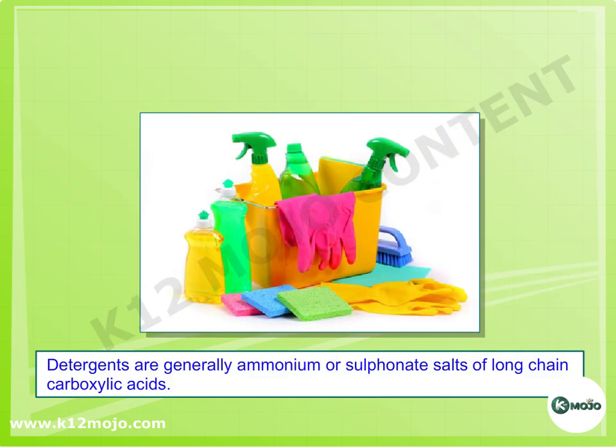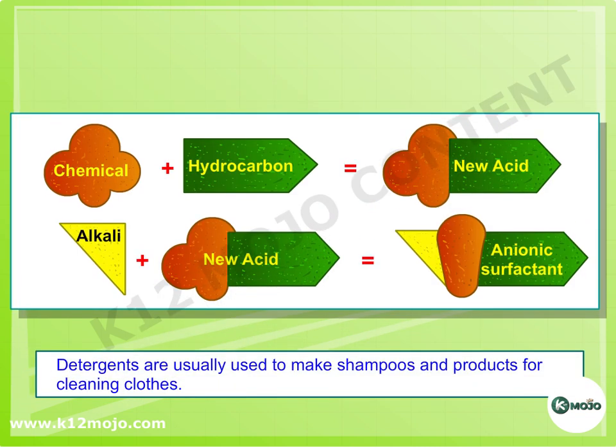Detergents are generally ammonium or sulfonate salts of long chain carboxylic acids. The chemical reacts with hydrocarbons derived from petroleum or fats and oils to produce new acids similar to fatty acids. A second reaction adds an alkali to the new acids to produce one type of an ionic surfactant molecule, used to make shampoos and products for cleaning clothes.